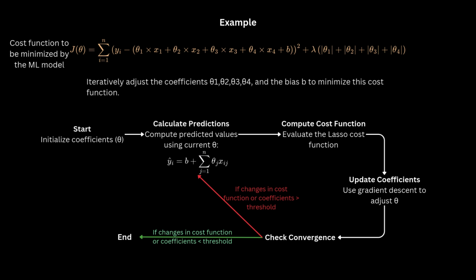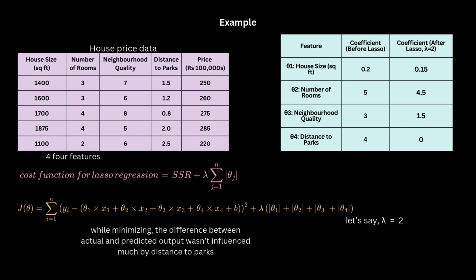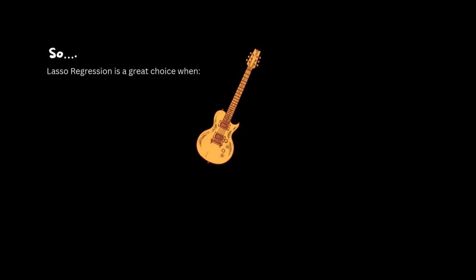Now, let's assume Lasso shrinks the coefficients like this: 0.15, 4.5, 1.5, and the coefficient for distance to parks becomes 0. Now, house size has shrunk from 2 to 0.15, while distance to park came from 4 to 0. This is because while predicting the values, the difference between actual and predicted values was not influenced much by the distance to parks. And during the minimization of the cost function, distance to parks was reduced to 0 due to the penalty term.